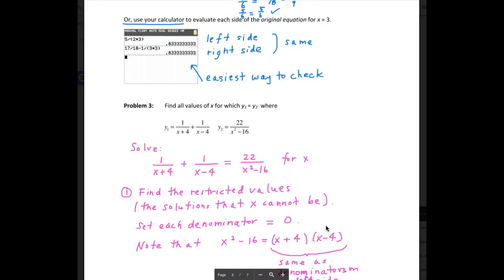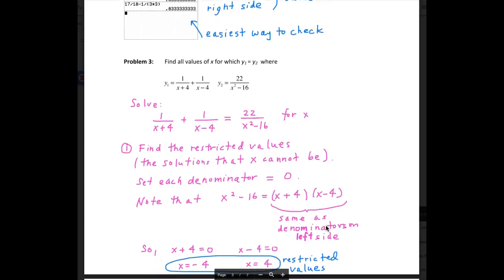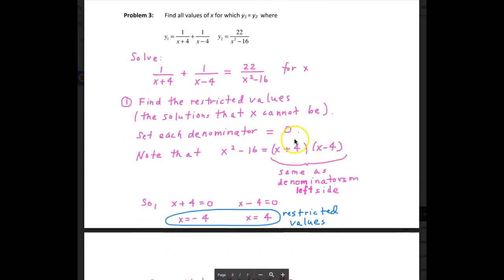All right, in problem 3, what we'd like to do is find the values of x for which y1 is equal to y2. And we're given what y1 and y2 are. So what that means is we have to set y1 equal to y2 and solve for x.